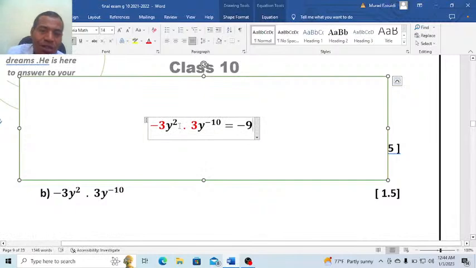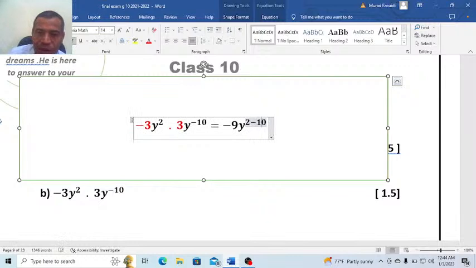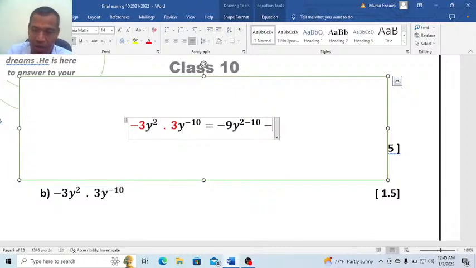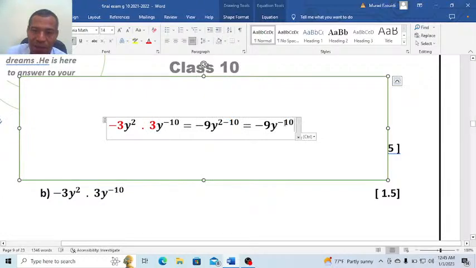Then y square multiplied by y to the power negative 10 will give you what exactly? It will give you y to the power 2 plus negative 10, simply because the sign is multiplication. So 2 minus 10, different signs, you subtract 2 from 10. Then in your answer, in index notation, the negative sign should appear, simply because the sign of the largest number is negative. Therefore, this one equals negative 9 multiplied by y to the power negative 8.